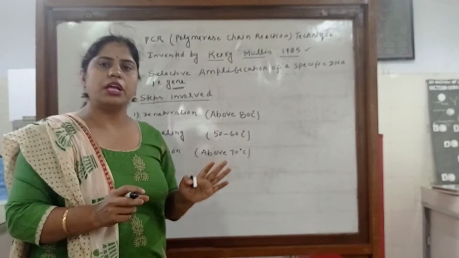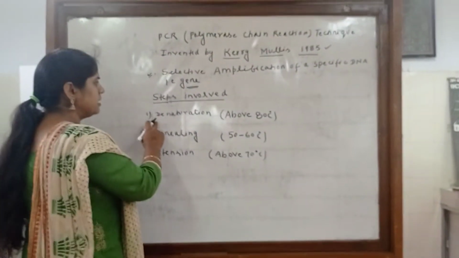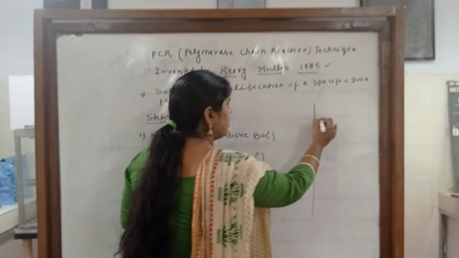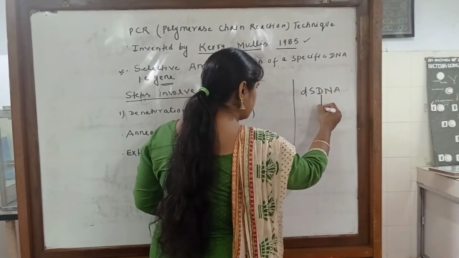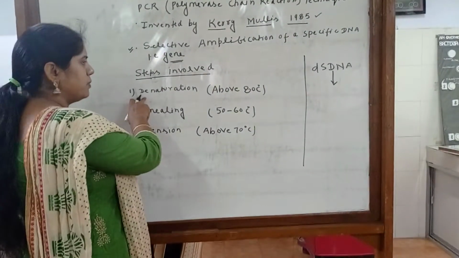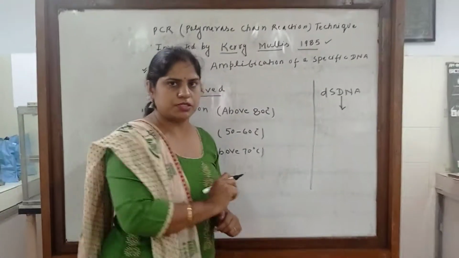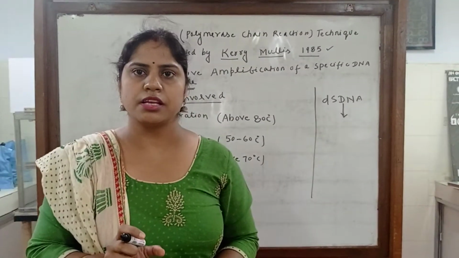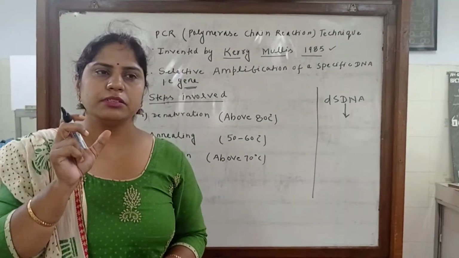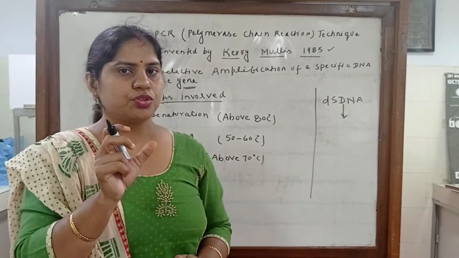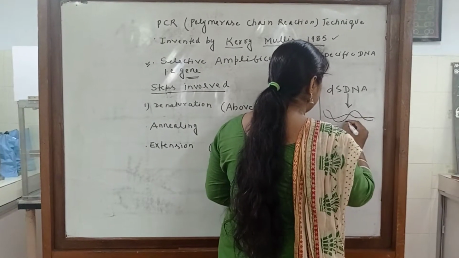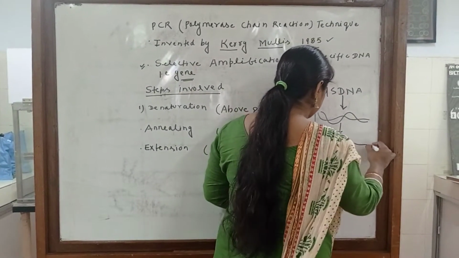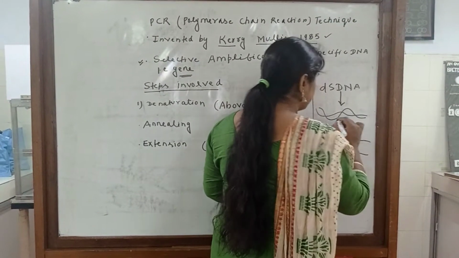As we know, our DNA is double-stranded DNA. How is our DNA? It's double-stranded DNA. Then we use the denaturation process, through heating at above 85 degree centigrade temperature. That step is called the denaturation step, in which the double-stranded DNA converts into a single strand.